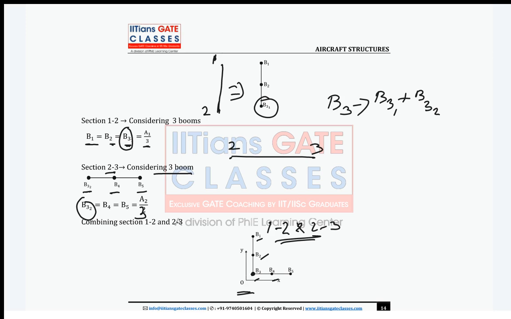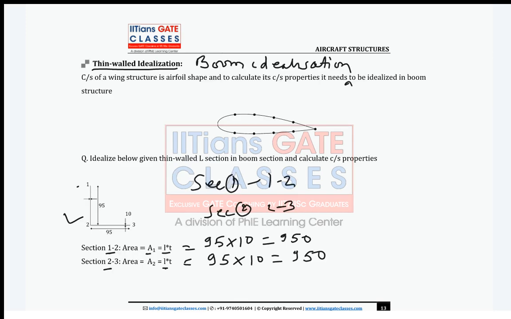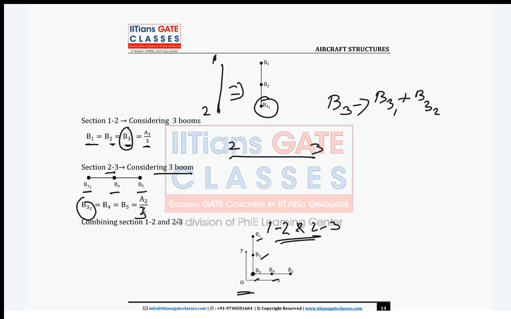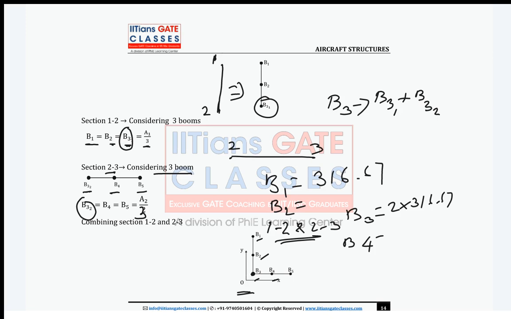Okay, right. Now what was the B1 and B2? It is 950 by 3, right? What is the 950 by 3? 950 by 3 is how much? Approximately it is 316.7. So you can see here boom B1 will be 316.67. B2 is also same. B3 is 2 into 316.67. Then B4 is also same, 316.67, and B5 is also same, 316.67. Okay, so these are the lumped area or boom areas.